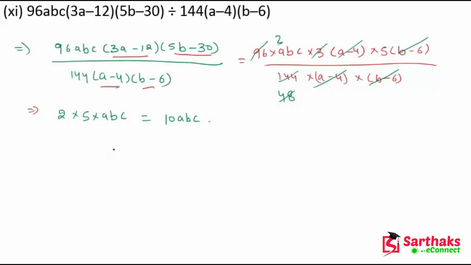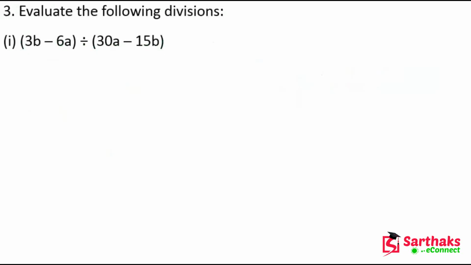Okay, I hope you understand these things, my dear friends. Now let's move on to the next question: evaluate the following divisions. Here we have 3b minus 6a, divided by 30a minus 15b. How can we do that?